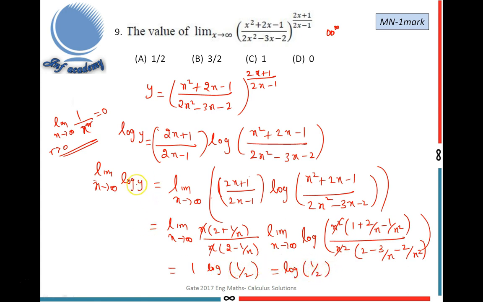So limit x tends to infinity of log y equal to log of 1 by 2. So limit x tends to infinity of y, that is the given function, equal to e power that value, e power log of 1 by 2. The exponential and logarithmic functions cancel. The final answer is 1 by 2. Option A. Answer is option A.